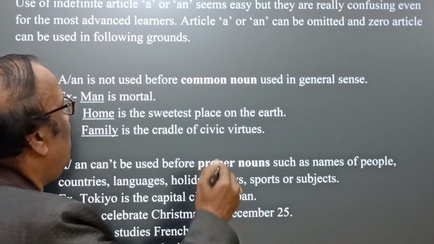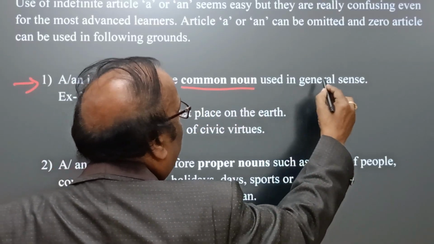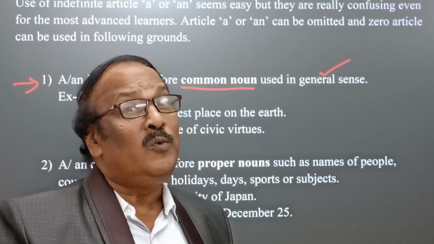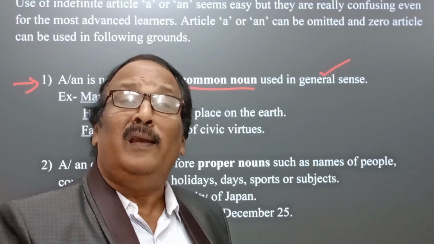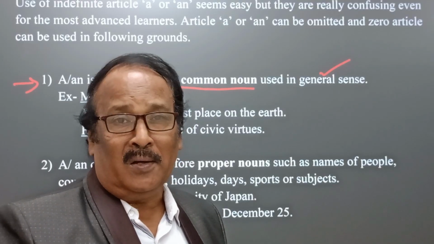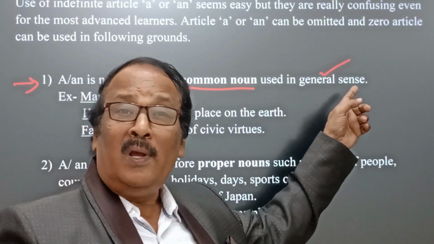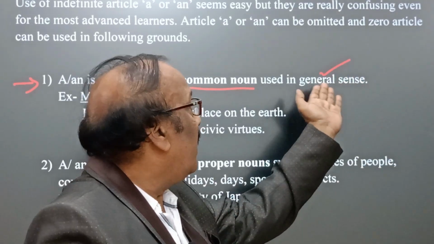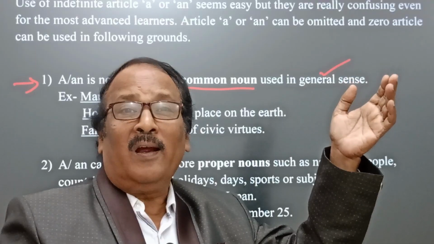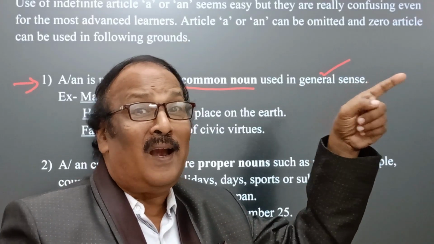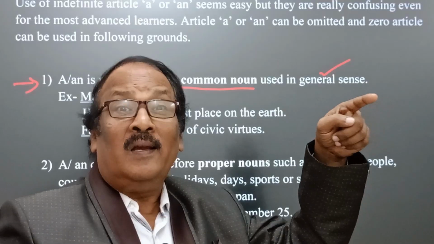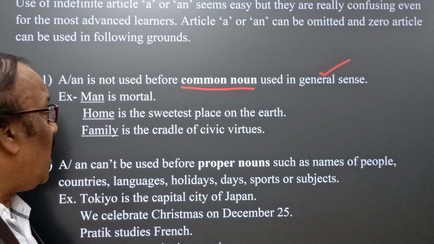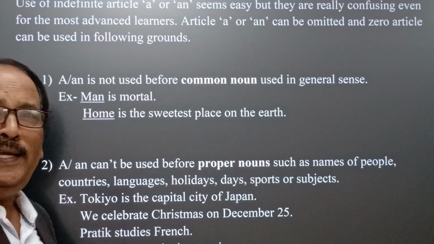A or an is not used before a common noun used in a general sense. Yes, it is very natural. Whenever we use article a or an, we indicate any noun in an indefinite manner. But here we find that whenever a common noun is used in a general sense, common noun means what we call class noun. Whenever we indicate any class of people, person, place, that is what we call common noun, and in that case we don't use article. Let's see in the example.